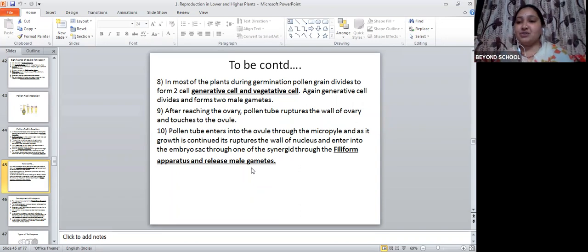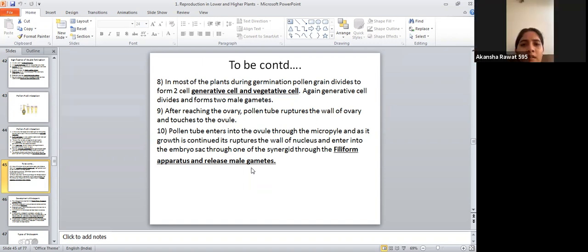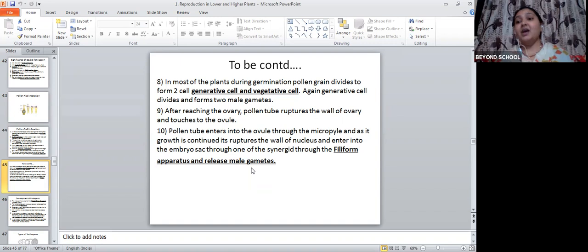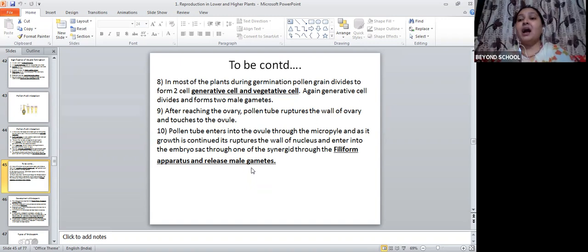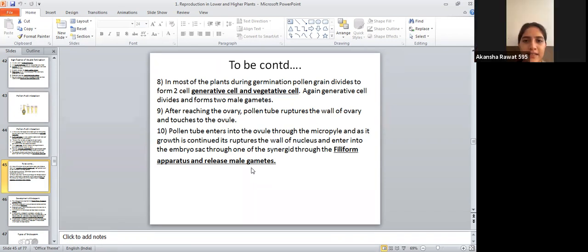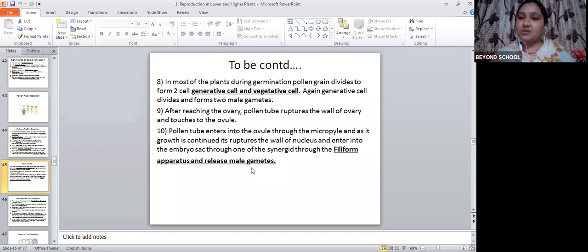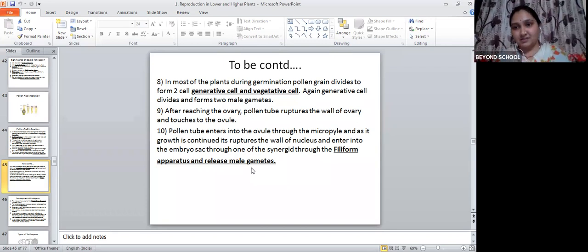So this process is going to happen in the pollen pistil interaction. The basic motto of the pollen pistil interaction is how to identify our own pollen grain. And after identifying the own pollen grain, what are they going to do? How are they going to release, how is the male gamete formed, and after forming, how is this double fertilization carried out? Understood, Akansha? If this is clear, then the whole chapter is clear for you.